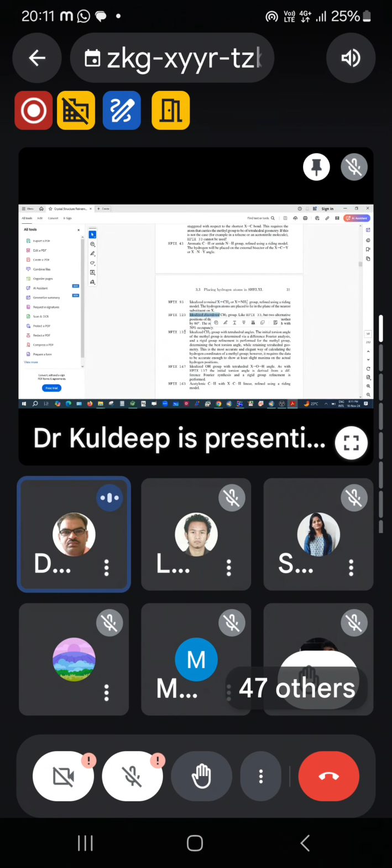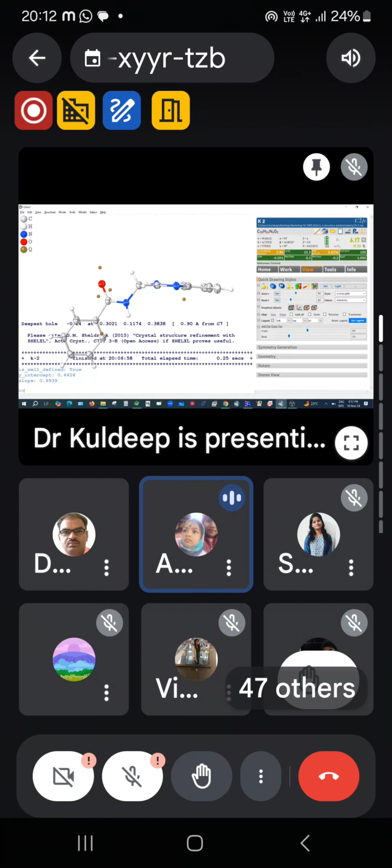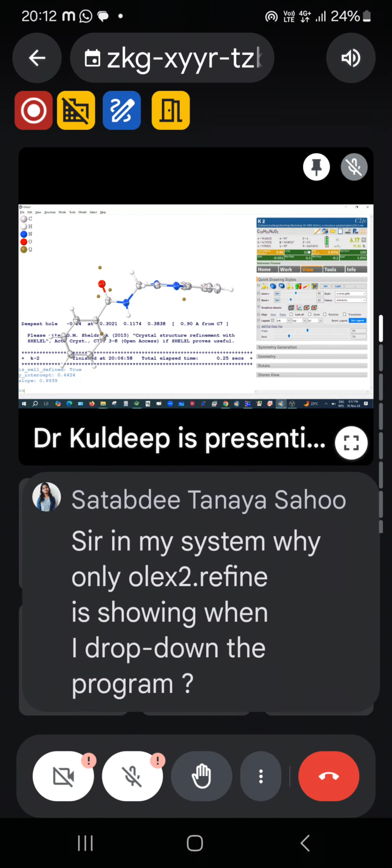In OLEX2, please show the OLEX2. Yes, there is OLEX2. In your case, there is 100% full data completeness, right? Yes. But in my system, it is showing 88% and it is showing red. How can I make it green?